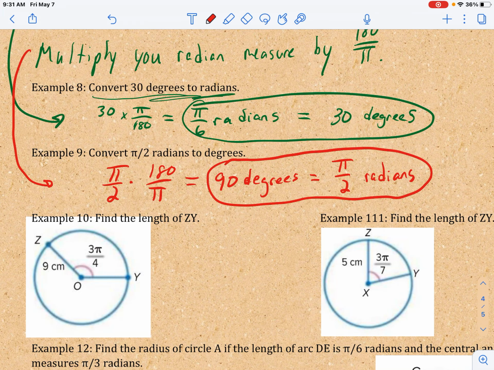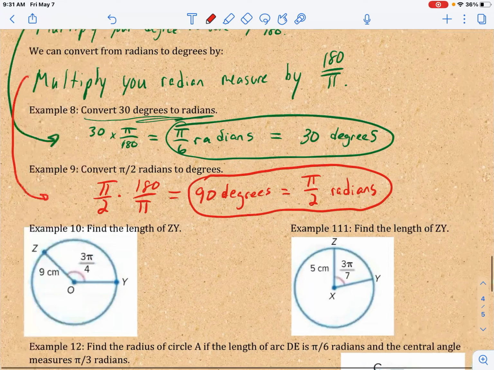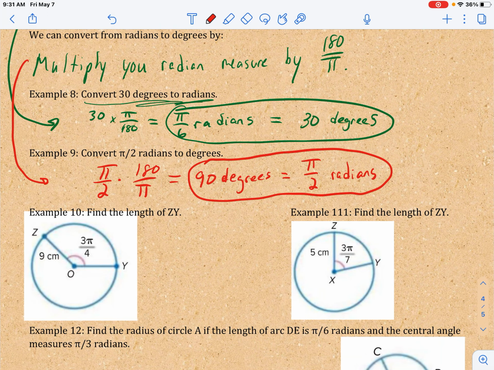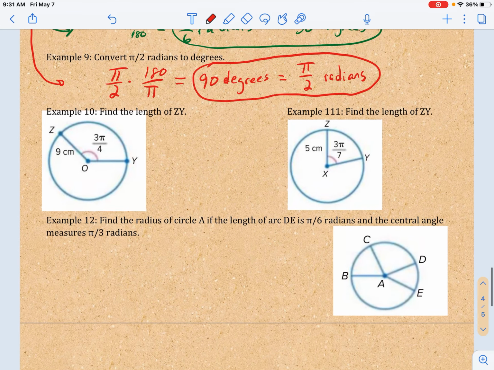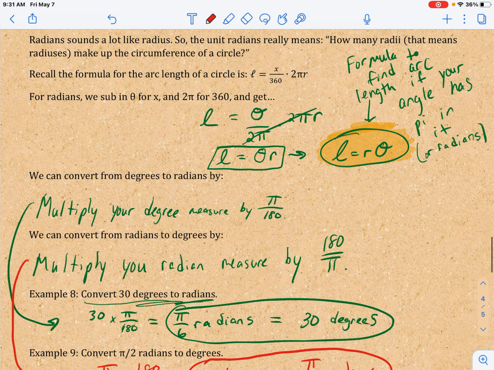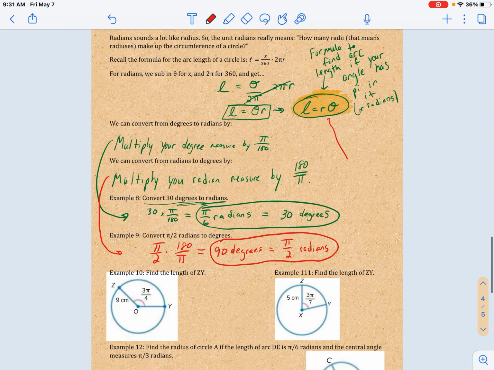So those are the same thing. It's just a different way to measure the angle, okay? So you can measure angles in degrees, or you can measure them in radians. And again, radians means that it has pi in it, okay? So how do we find the arc length if an angle is in radians? Well, it's pretty simple, right? It's that formula right there that I highlighted.